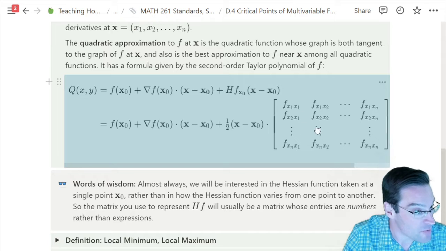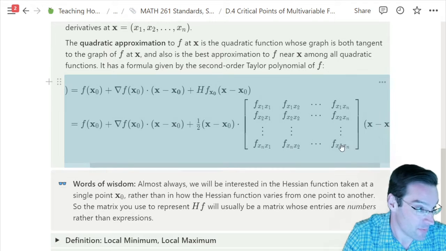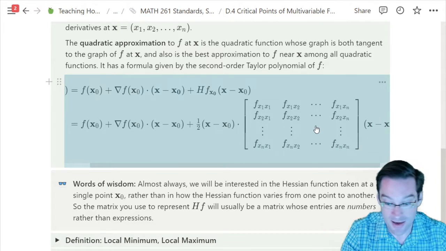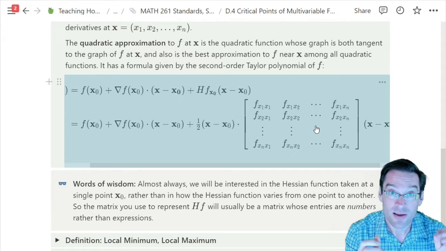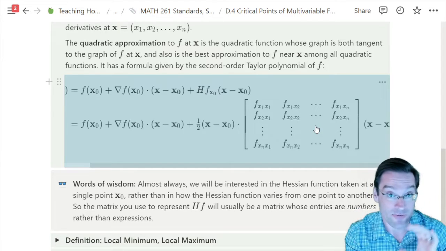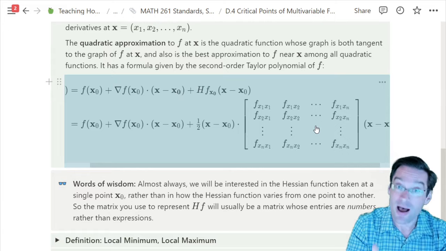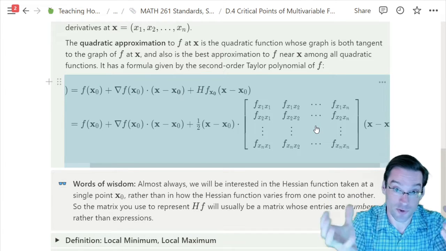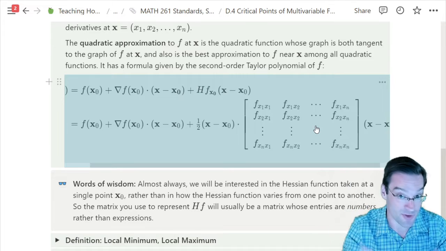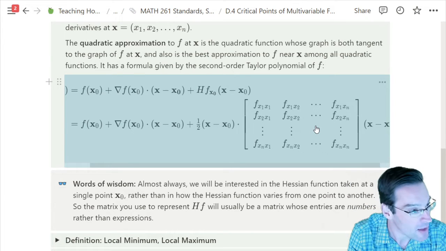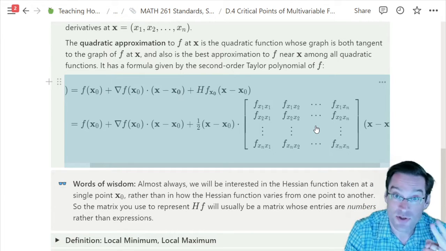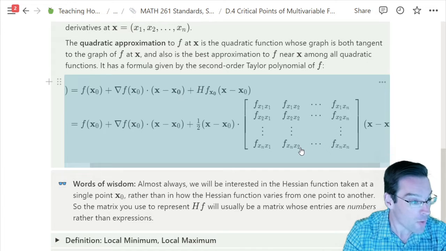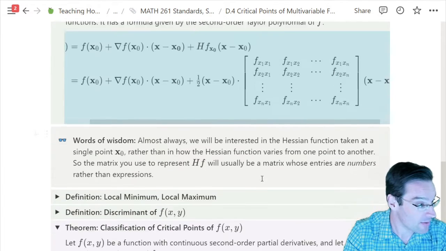And only in the cases where this function is indefinite, where x dot product matrix x is positive for some x's and negative for other x's, that means that we're not uniformly bending my horizontal tangent plane just upwards or just downwards. We're bending it upwards in some places and downwards in others, and so we must have a saddle point.